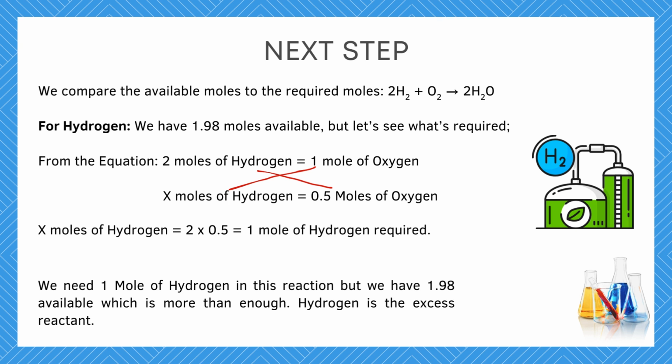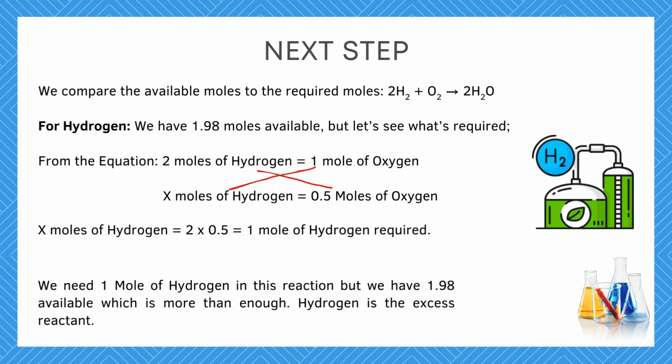From the equation, which is 2H2 plus O2 giving 2H2O, we have 2 moles of hydrogen requiring 1 mole of oxygen. You can see there it is written 2 moles of hydrogen equal to 1 mole of oxygen. Now, we want to find out what is required. So we assume that we do not know the number of moles of hydrogen that is required. That is why we say X moles of hydrogen. We give it an unknown variable. X moles of hydrogen will now require 0.5 moles of oxygen.